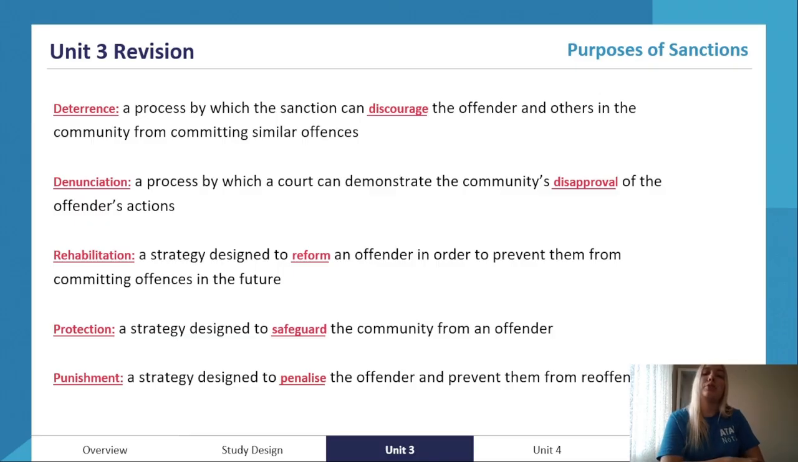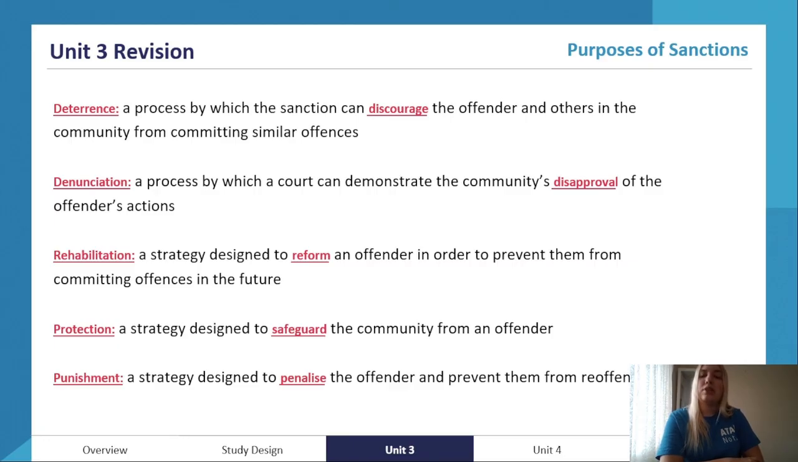Deterrence is a process by which sanctions discourage the offender. If they discourage the offender, it's achieving specific deterrence, and others in the community from committing similar offenses of a similar nature. If it's discouraging the broader community, it's called general deterrence.